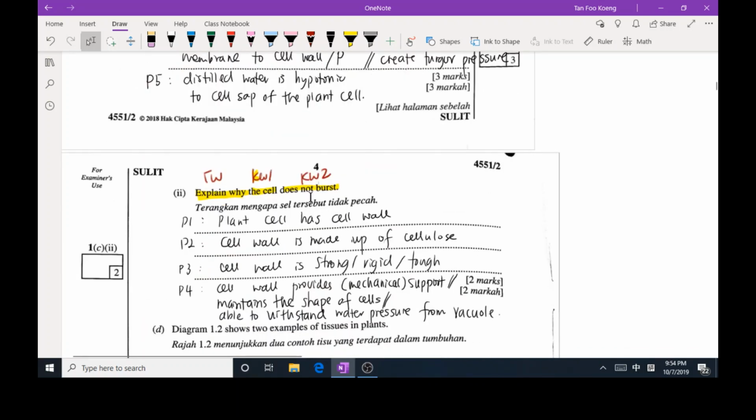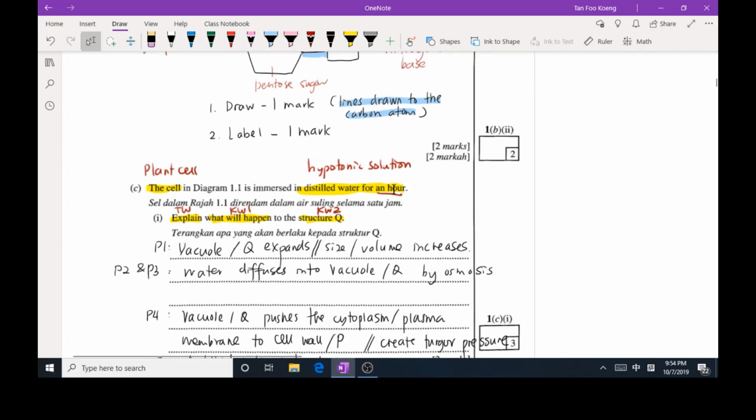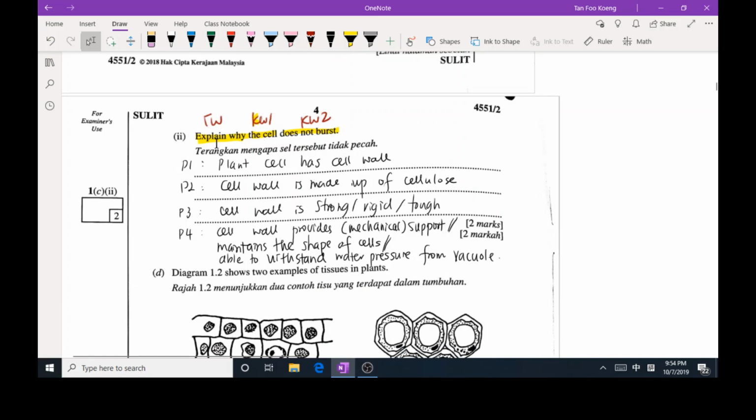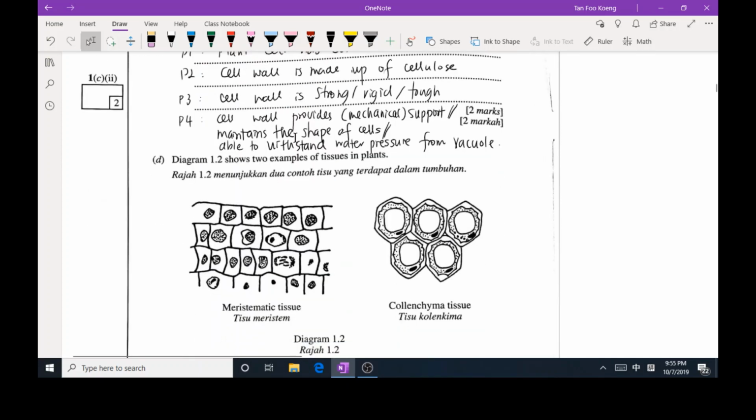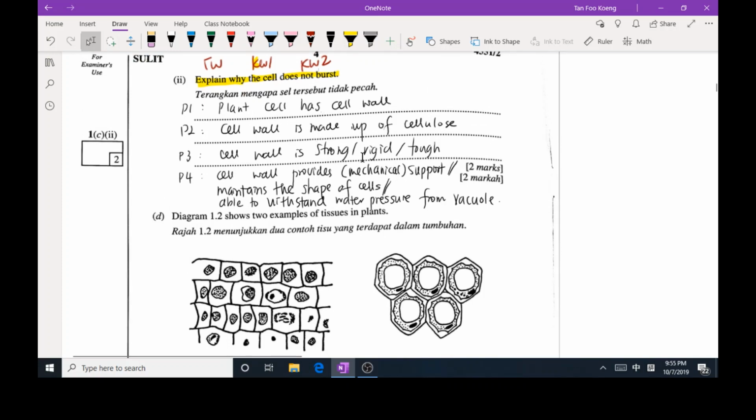Now, why doesn't the cell burst when it was immersed in distilled water for an hour? This is because it has a cell wall, and then continue explaining. So what is the characteristic of the cell wall that is able to prevent the cell from bursting? The cell wall is made up of cellulose. Cellulose is strong, or you say the cell wall is strong, rigid, or tough. That provides the mechanical support to maintain the shape of cells. Or we can say that the cell wall is rigid and strong, that is able to withstand water pressure from the vacuole.